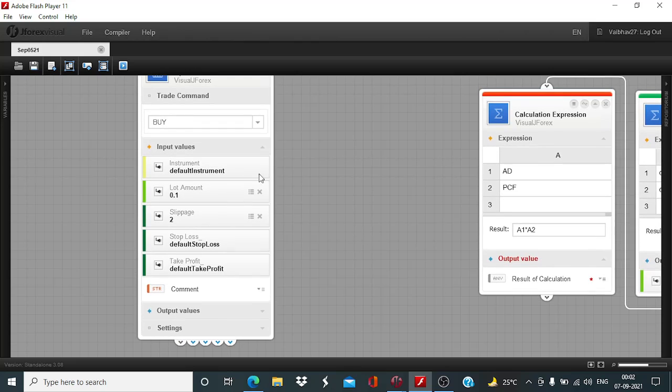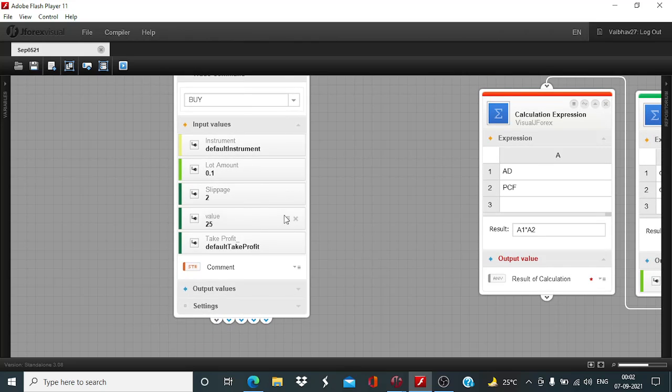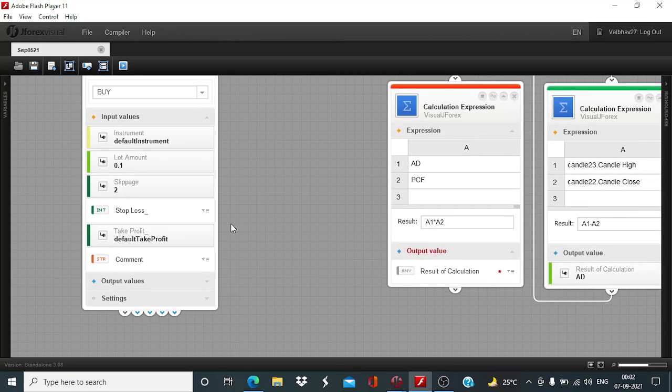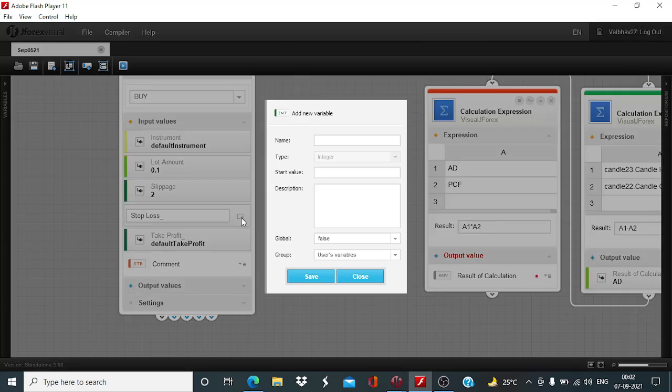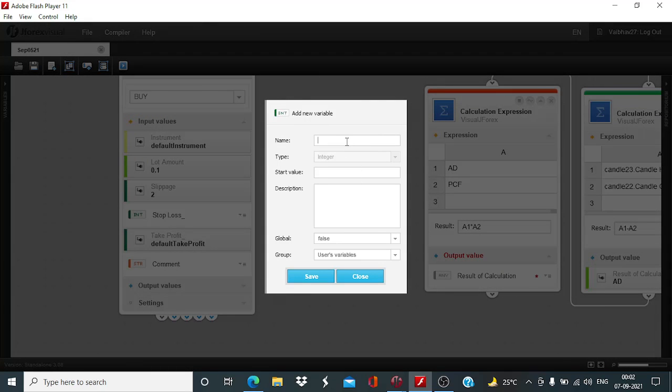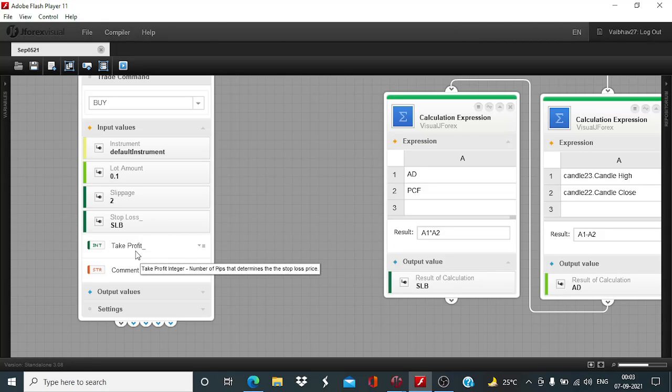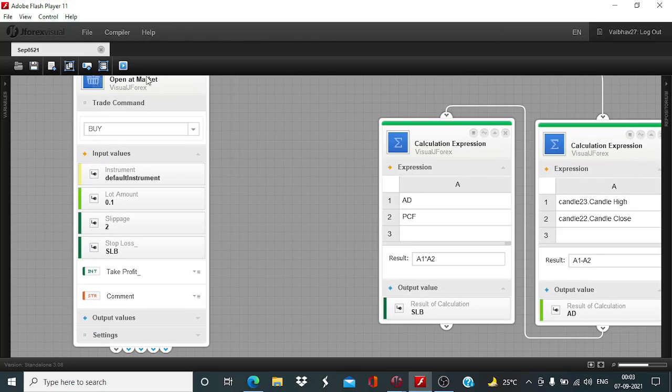Then comes the creation of a new variable for defining the stop loss. And we will assign the newly created variable to this calculation expression's output value. So its input value will be retrieved from this calculation. And take profit is simply going to be twice the stop loss.